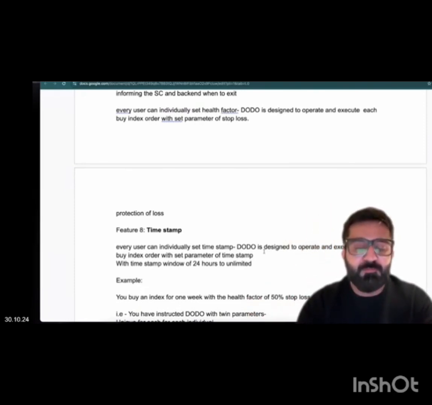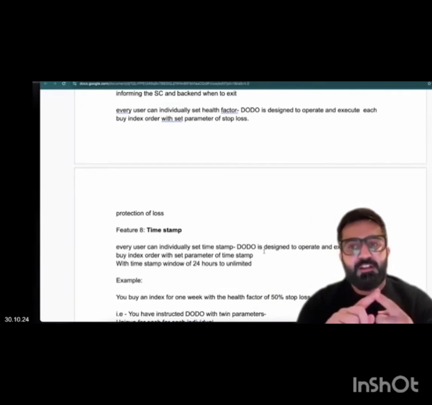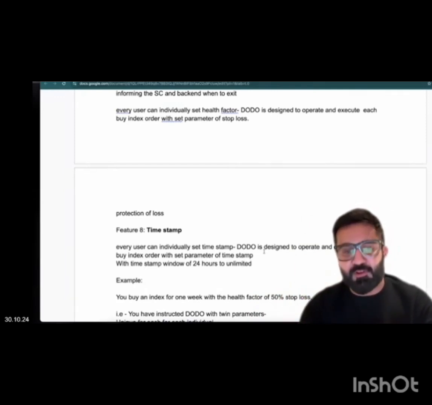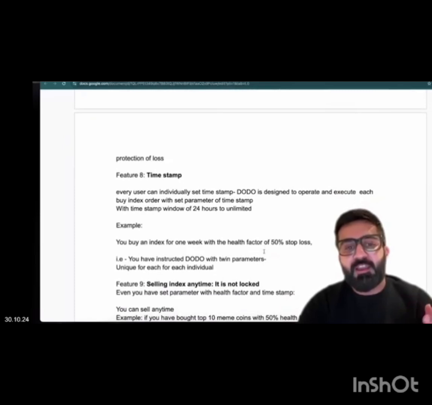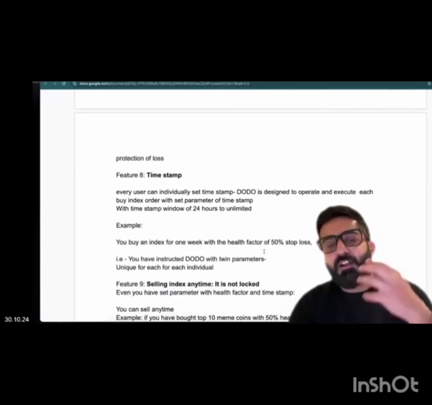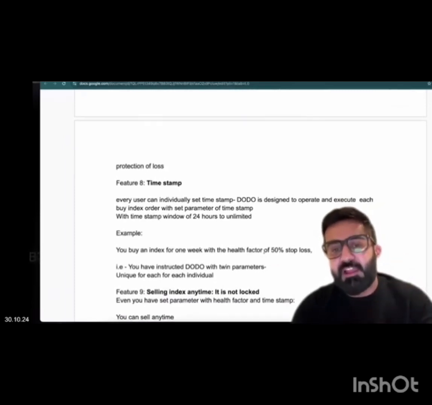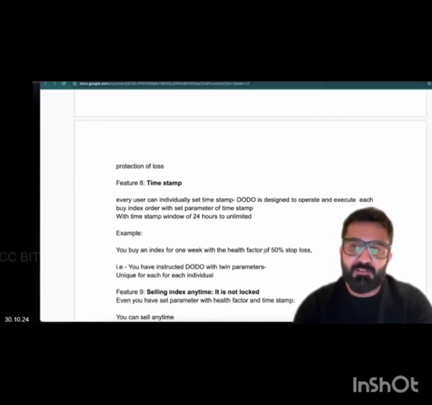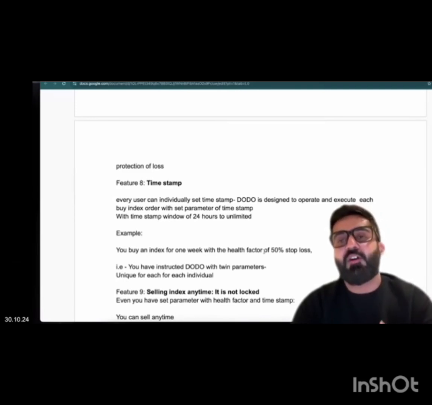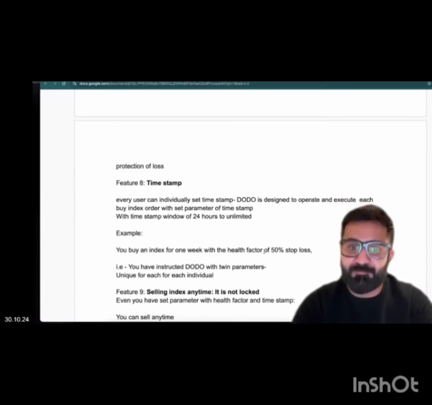So what you can do is set both time as well as stop loss. Let's say you are buying an index for 1 week with a health factor of 50% stop loss. You can also do that. So these two ways you can customize or minimize your risk.